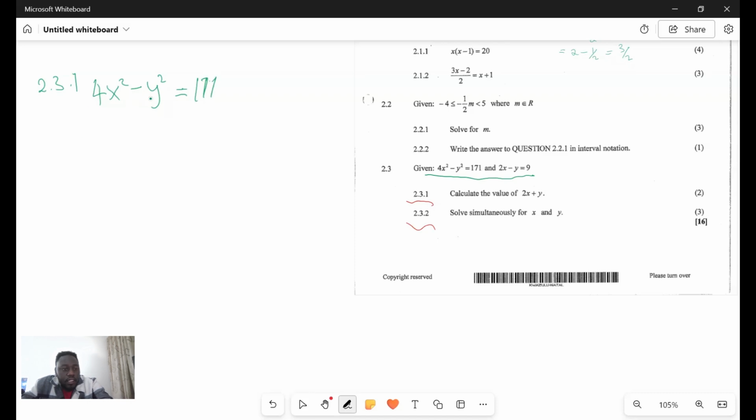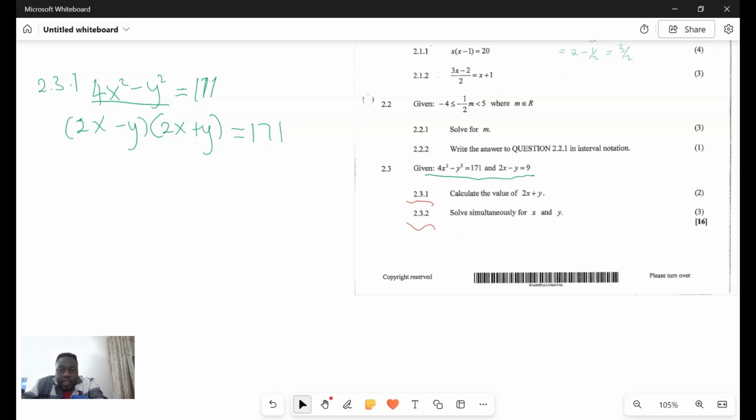Okay, let's try to factorize this. This is a difference of two squares, mind you. This is 2x minus y, and then you have 2x plus y, and then this will just give you 171. I'm trying to check if there is a square root of 171. Okay, but there isn't.